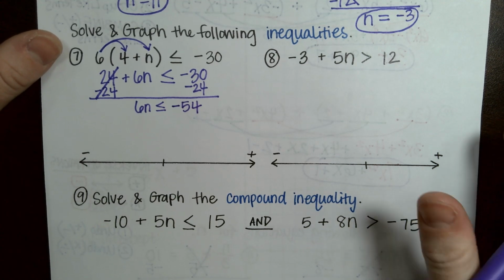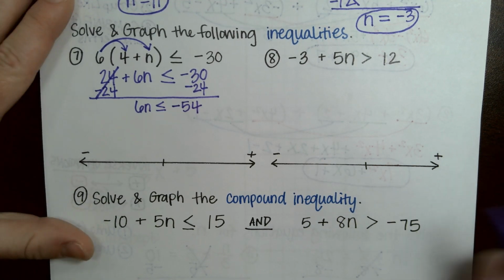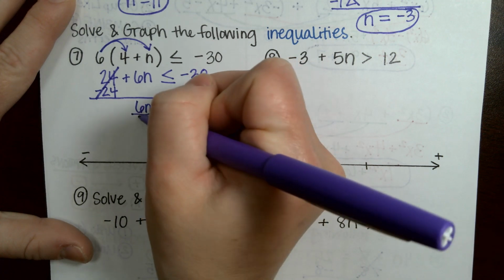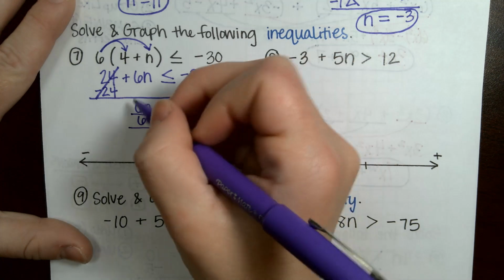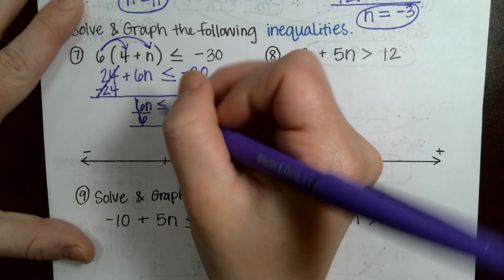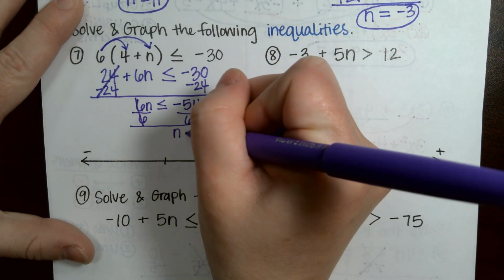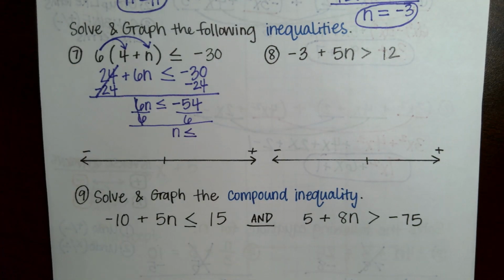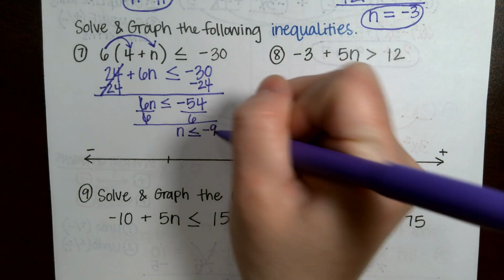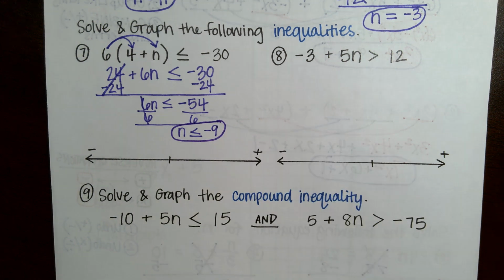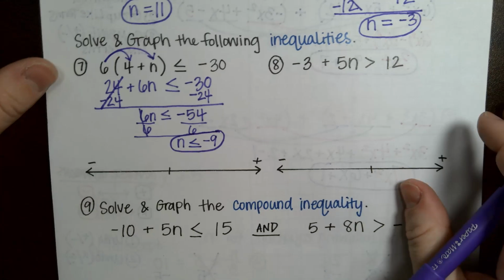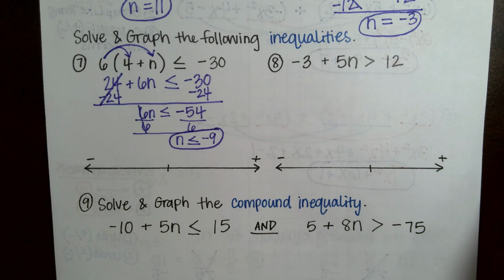So we'll bring down negative 54. Okay, what do we do now? Yes, we've got 6 times n. Let's divide by 6. My 6's cancel, and I'll be left with n is less than or equal to negative 54 divided by 6. Negative 9. And that is our answer. N is less than or equal to negative 9. So there's the first part of number 7.